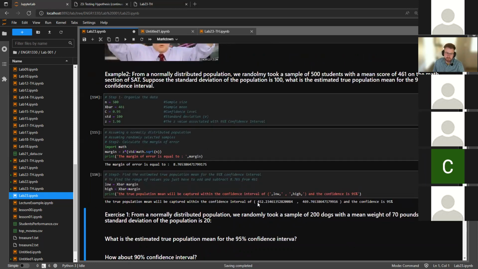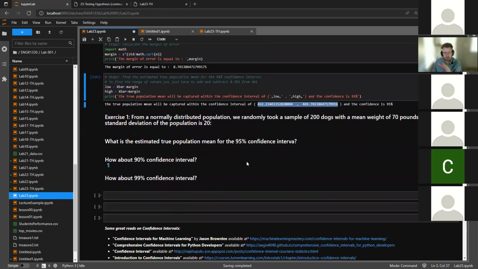That looks better. So the true population mean, the one we don't know, the one you can only know if you know everything, with 95% confidence is somewhere in here. It's between 452 and 469.7. And I know that with 95% confidence. Okay.